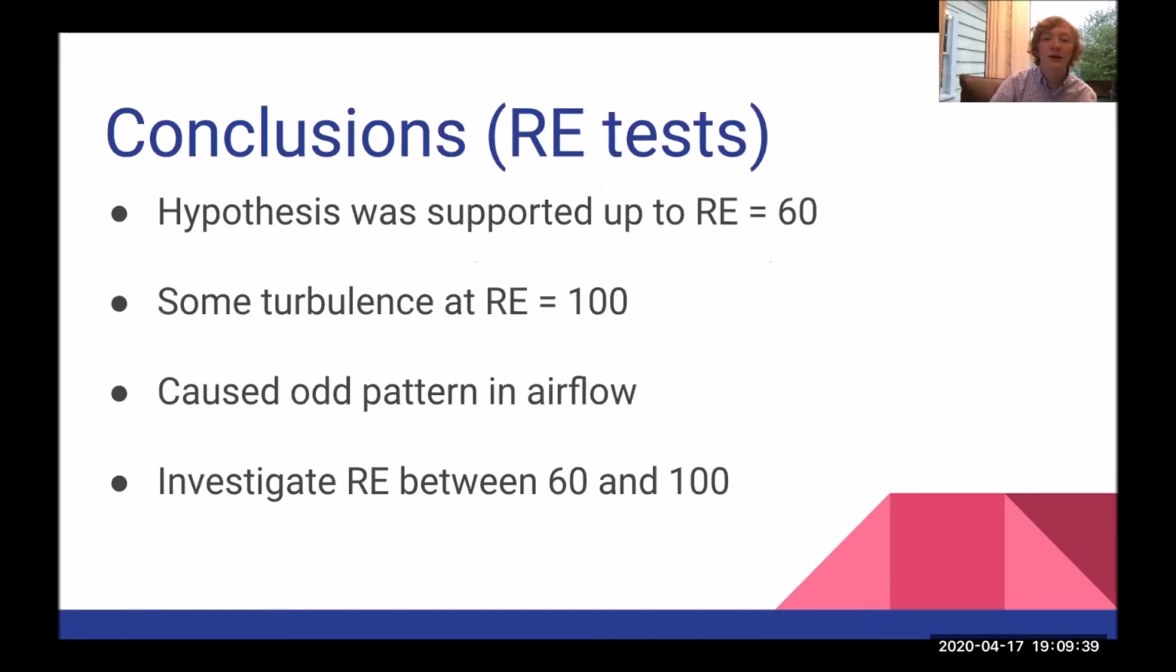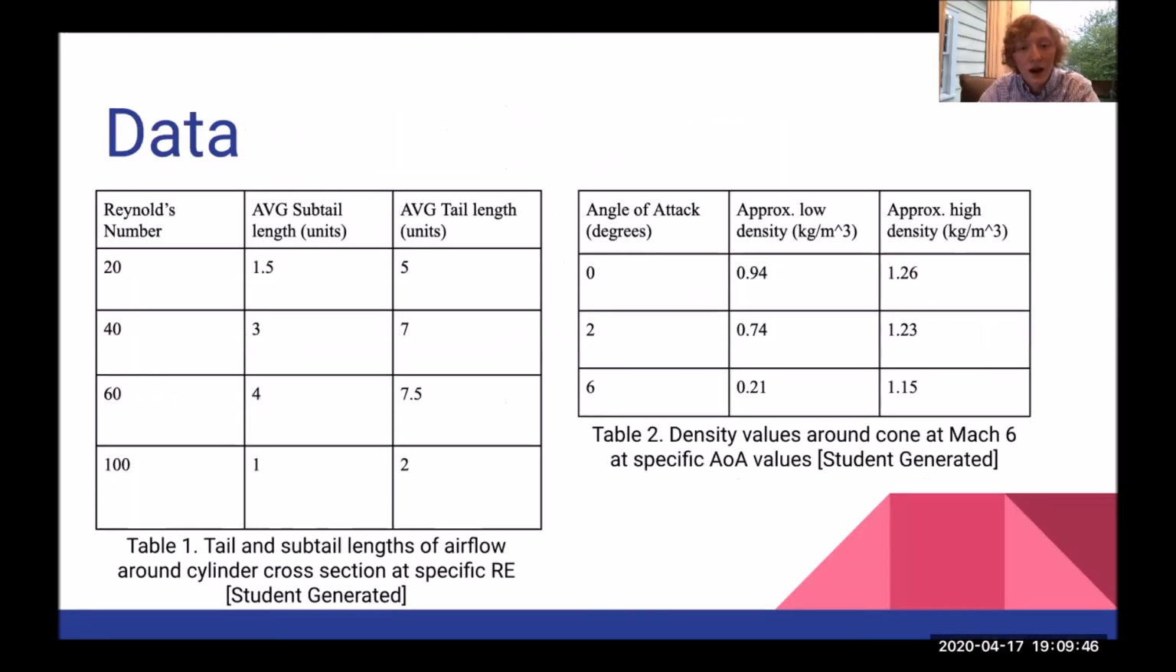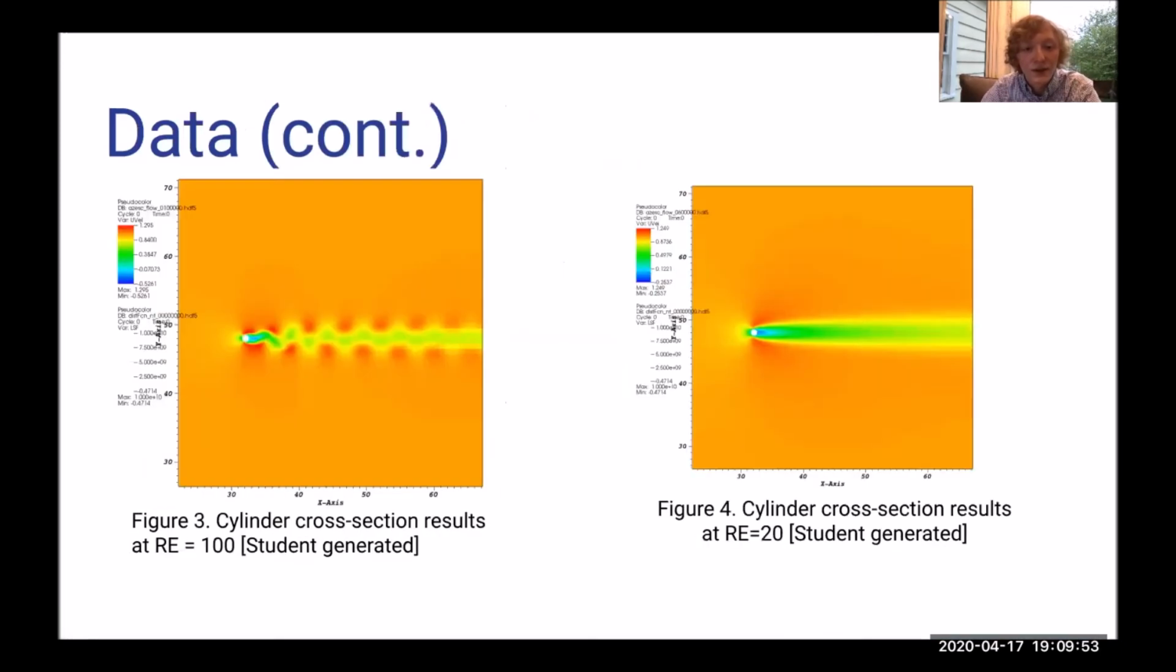Now, to conclude my RE tests, you can see that the hypothesis was supported up to a Reynolds number of 60, where as my Reynolds number increased, the subtail and tail lengths also increased. So the tail lengths would be the dark and light blue sections of the airflow. This is because the key you can see is the velocity on the right. That's the direction of the airflow. And so blue and dark blue are negative values.